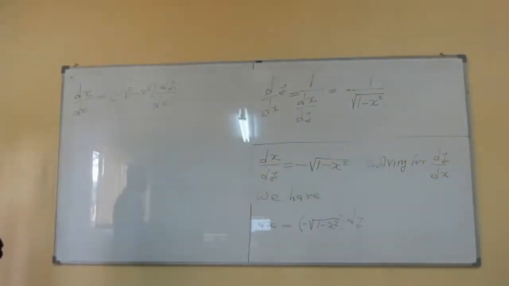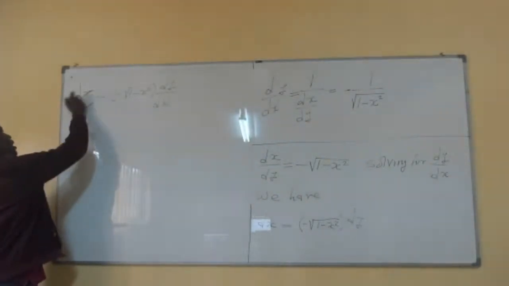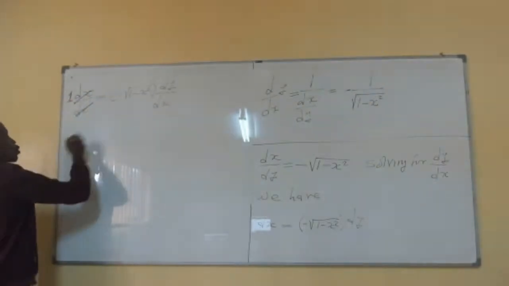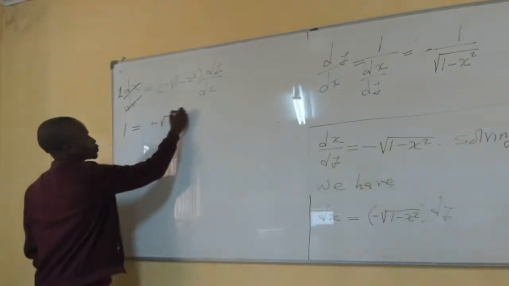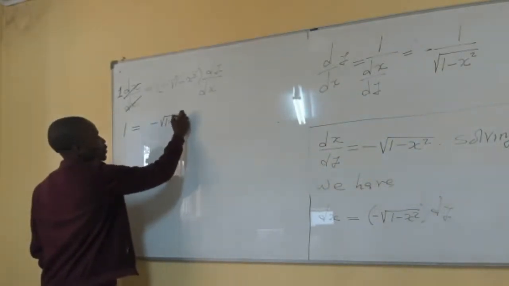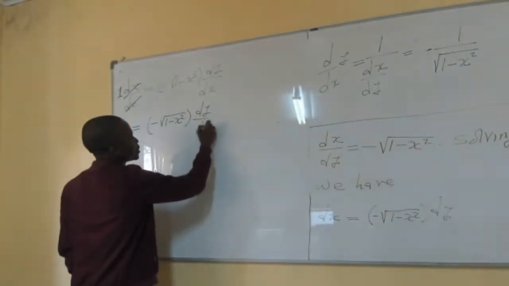Okay, I guess everyone is following. Now, this and this will have 1. So what we are going to have is 1 is equal to negative square root of 1 minus x squared, then we have dy dx.